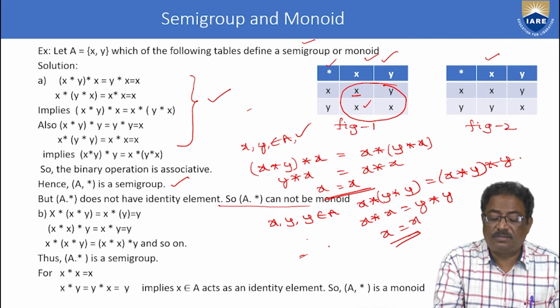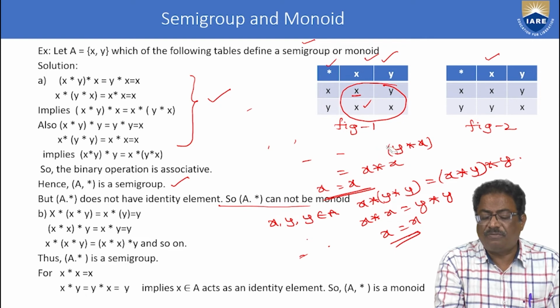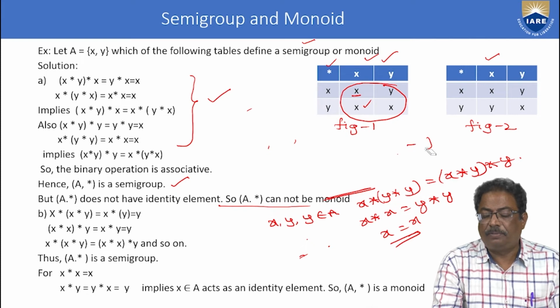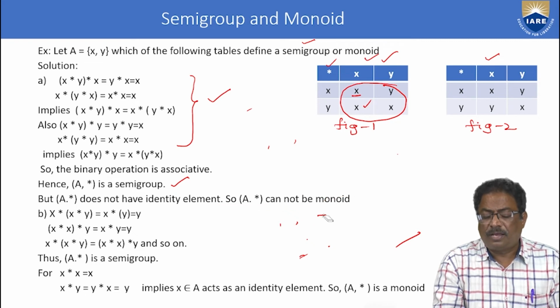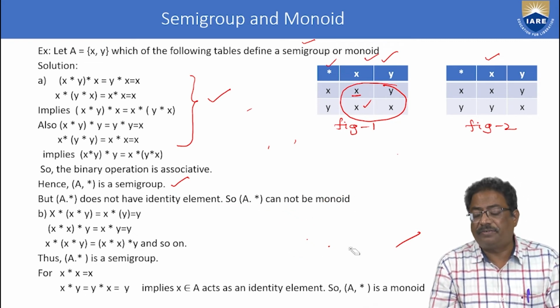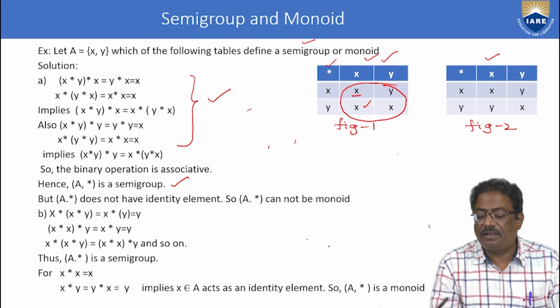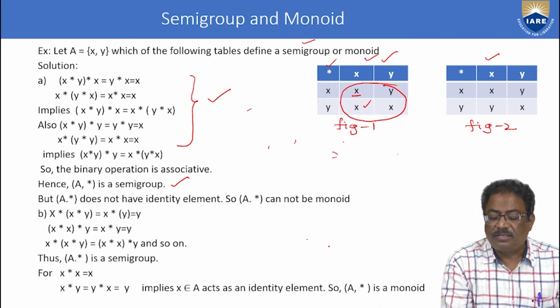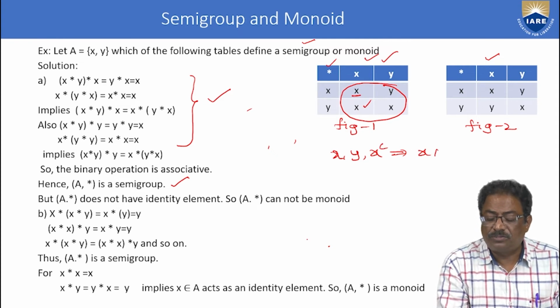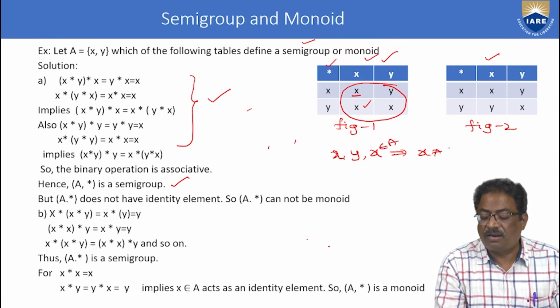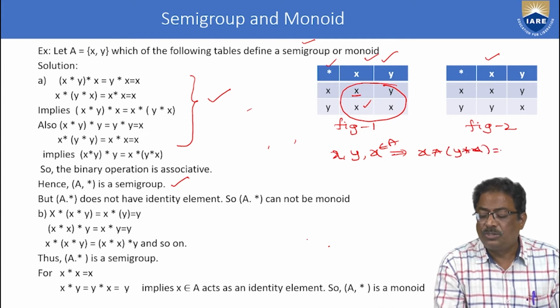So that is the first table. And suppose I consider the second table, let us go for table 2. In this table, I am verifying the associativity once again. Taking any order, let us go the same way. I am taking x, y and x, where x belongs to A, then x star y star x is equal to x star y star x.